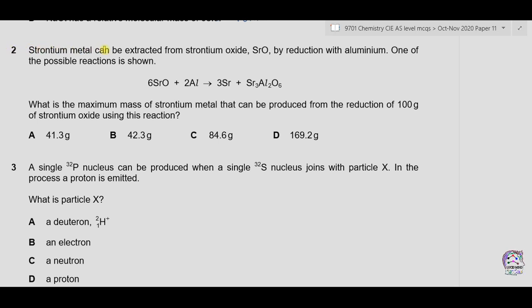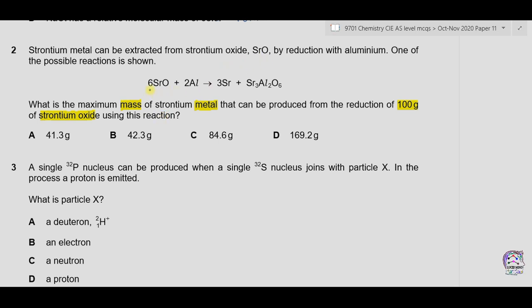Question 2. Strontium metal can be extracted from strontium oxide, SrO, by reduction with aluminum. One of the possible reactions is shown. This is the chemical reaction which is balanced. What is the maximum mass of strontium metal that can be produced from the reduction of 100 grams of strontium oxide using this reaction?